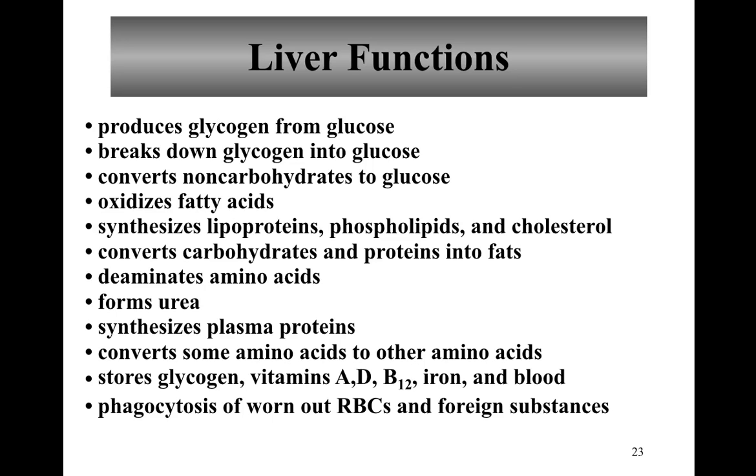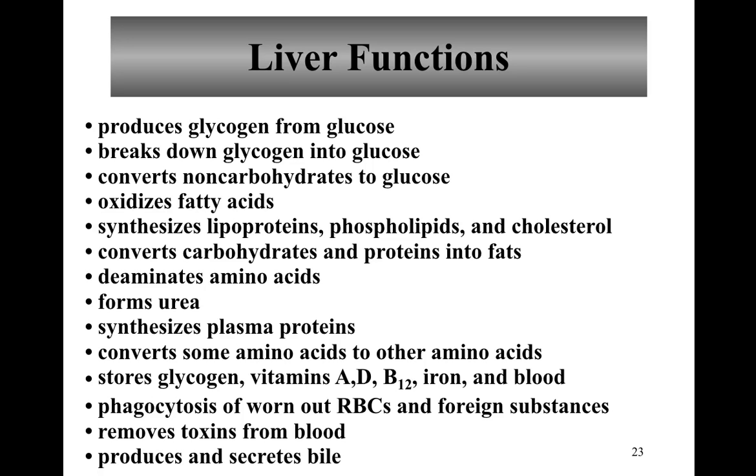Sometimes when we have too many of these toxins, it can lead to cirrhosis of the liver, or basically part of the liver tissue dying off, and that's a common side effect of alcoholism. Like I said, removing toxins from the blood. And the one that does play an important role in actually digesting our food, the liver produces and secretes a chemical called bile. Now, bile doesn't actually digest anything. It's not an enzyme, but it emulsifies fats.